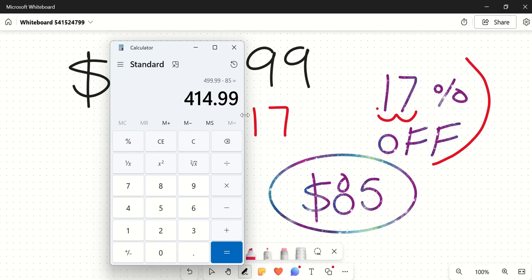It is a word problem, so it deserves a word answer. So I would say something like, I saved $85 and I paid $414.99 for the system. That's it. The other way I could have done this is this.